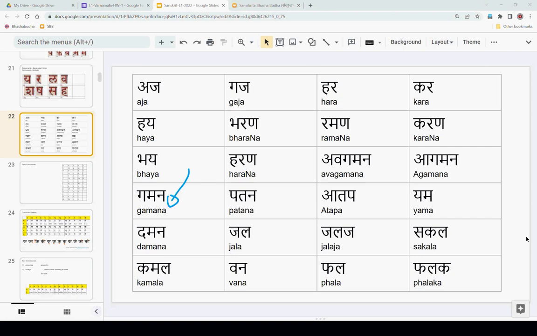Next one, Vijayanti. Jamana, Jala, Jalaja, Sakala. Okay, the last one, Nilavan.